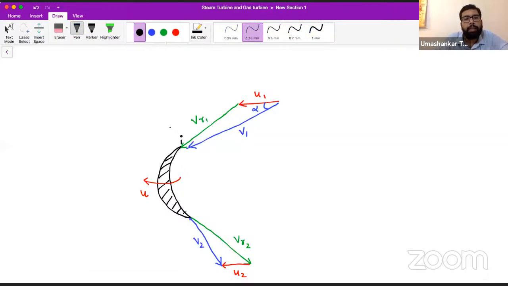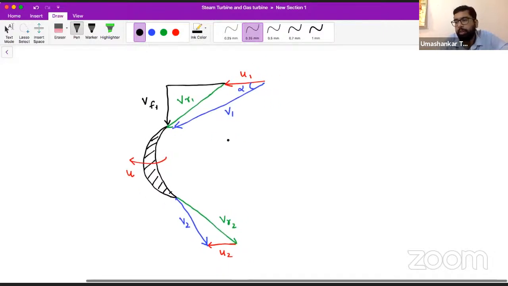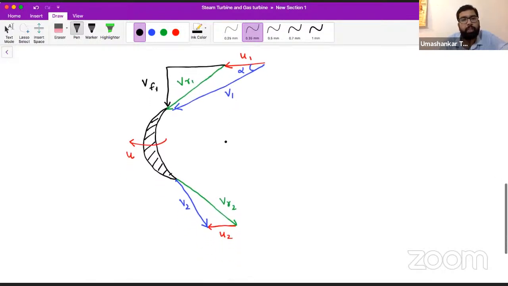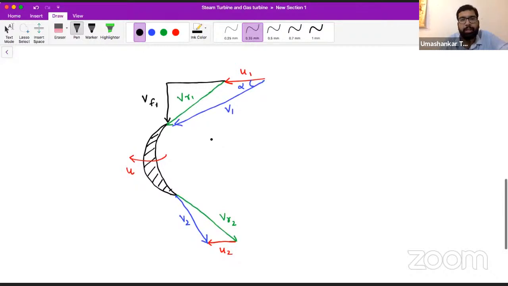So if I complete this diagram, there are certain other components we have to take care of. So this is VF1. It is nothing but the component of the absolute velocity in the direction of flow, or you may say it in the direction perpendicular. It is the component of absolute velocity in perpendicular direction.